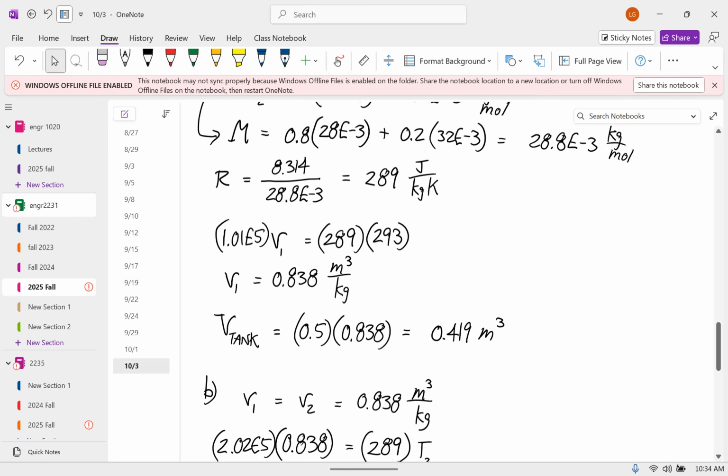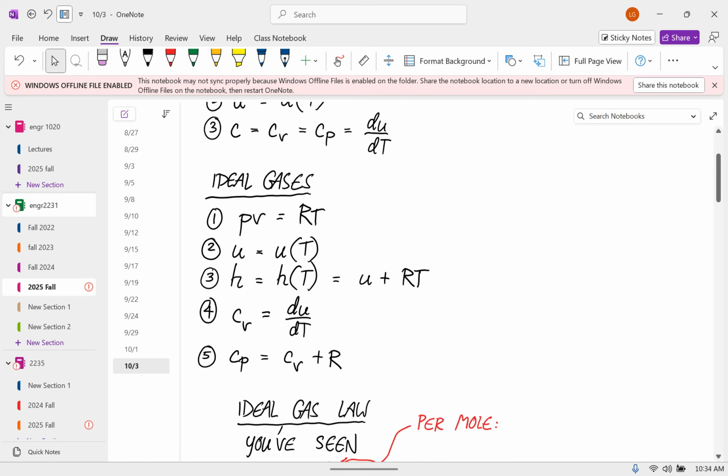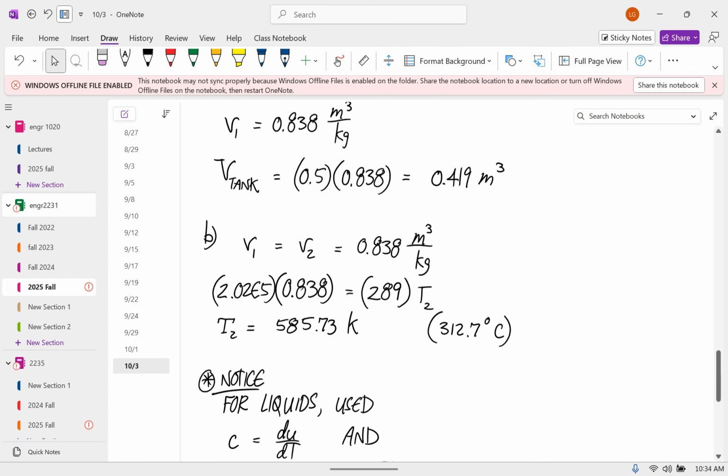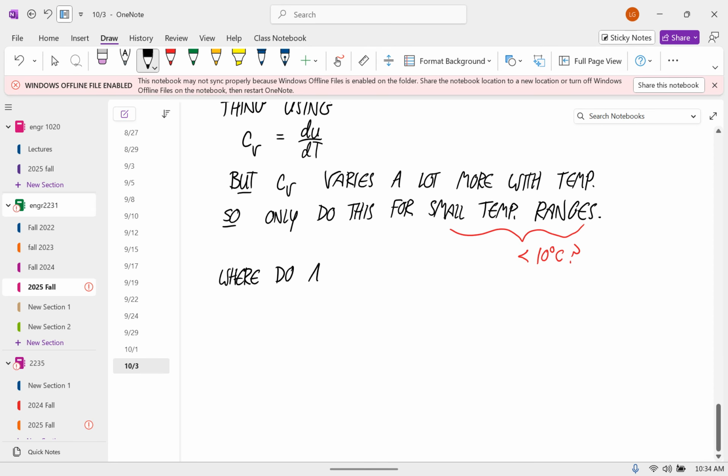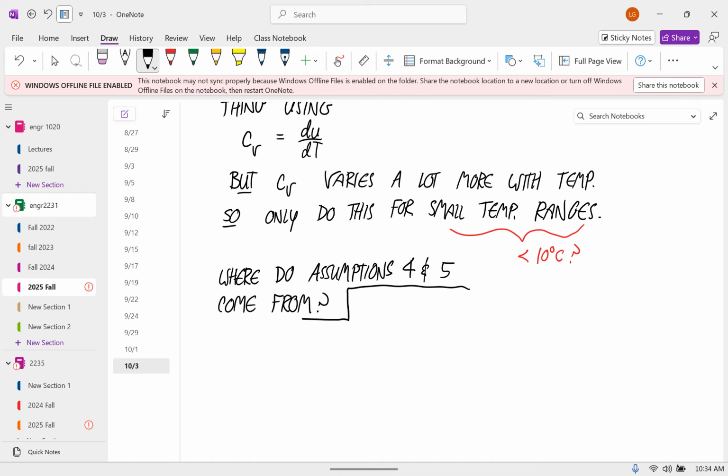Where do assumptions 4 and 5 come from? We can figure that out. So we can go back to the definition of CV. Remember, CV is defined by this partial derivative. It's the partial derivative of U with respect to temperature, holding the volume constant.